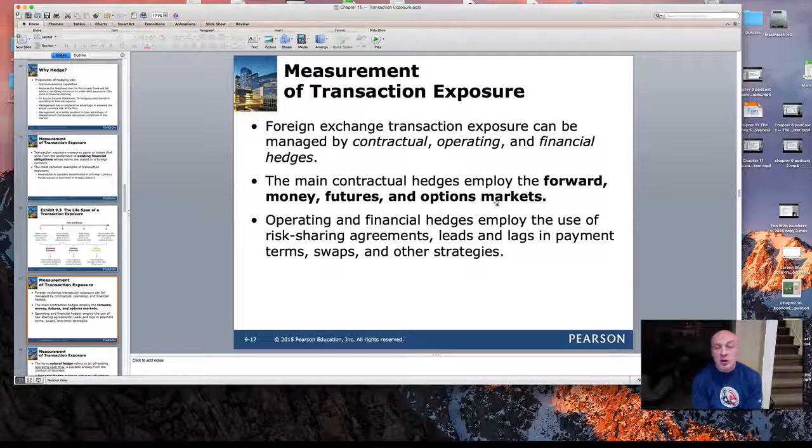All right, foreign exchange transaction exposure can be managed by contractual, operating, and financial hedges. In this chapter, we're going to basically focus on contractual hedges. So in podcast 2, we will look at how you can hedge using a forward contract, money markets, and then futures and options. Operating and financial hedges will employ other techniques other than those mentioned above here, such as risk-sharing agreements, what we call leads and lags in payment terms, swaps, and other strategies. Again, we will be focusing on bullet point number 2 in the second part of this chapter.